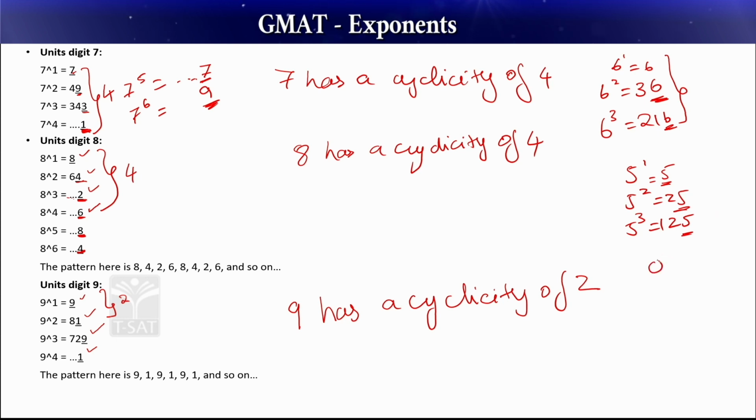And it is the same with 0. When you raise 0 to any number, it will always remain 0. So it is again having a cyclicity of 1. These are all numbers which have cyclicity of 1, that is, you raise them to any number, they will have the same units digit: 0, 5, 6.